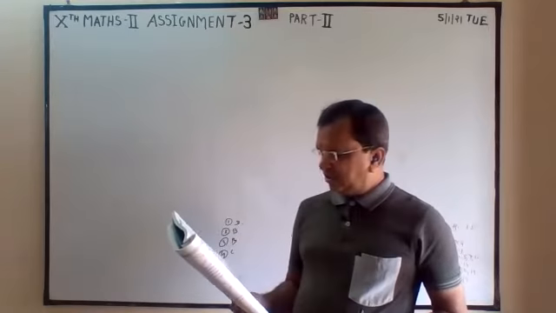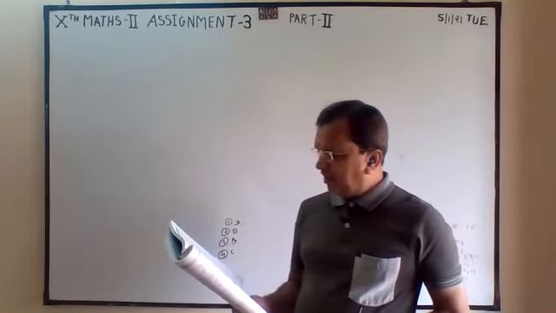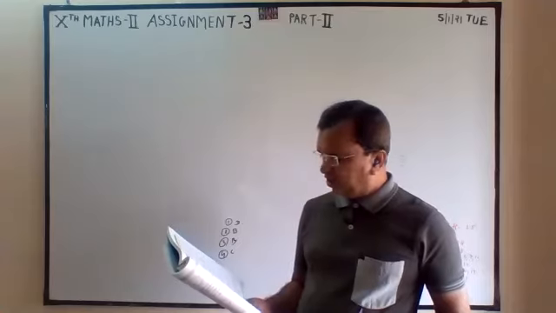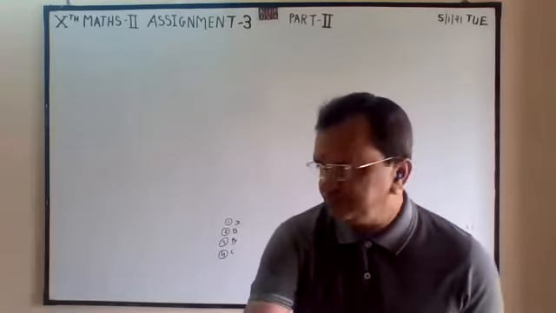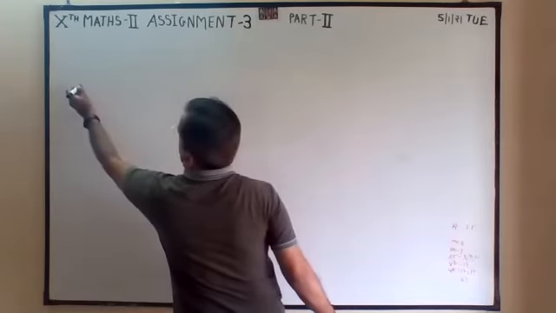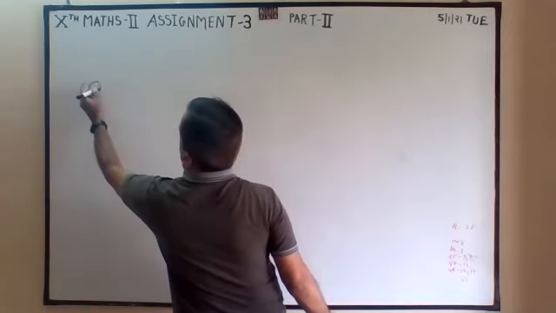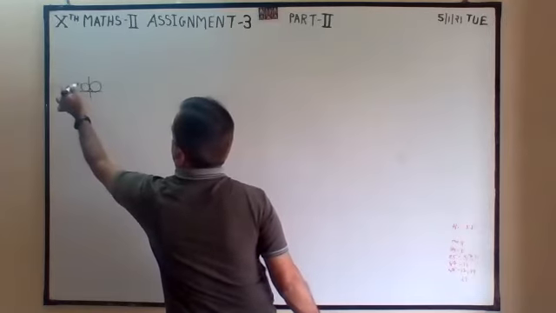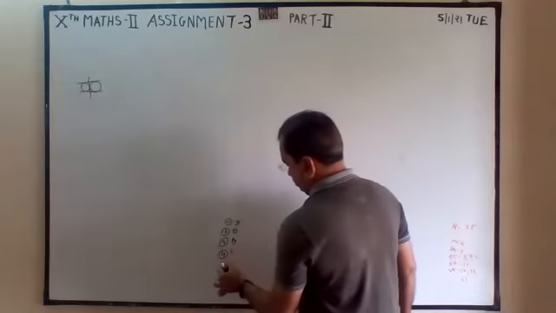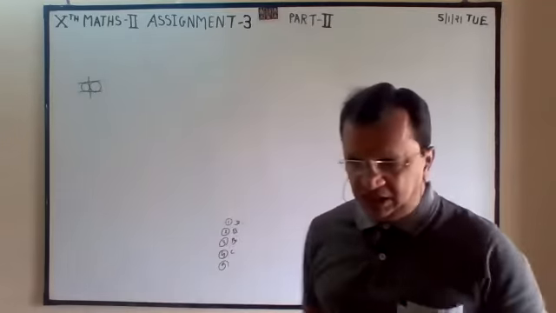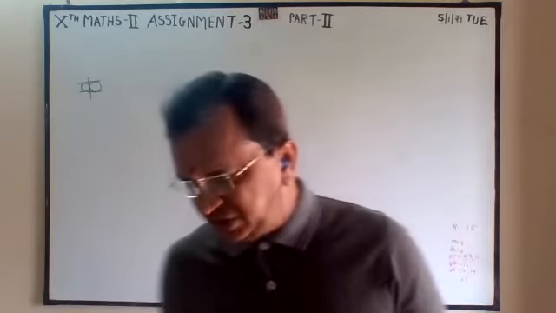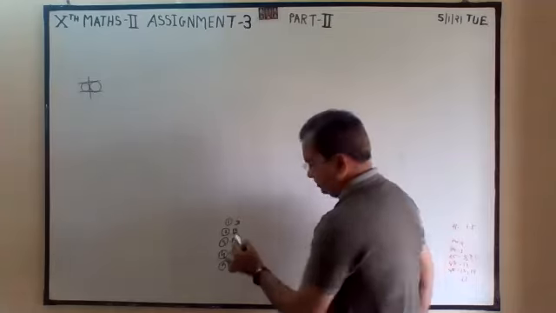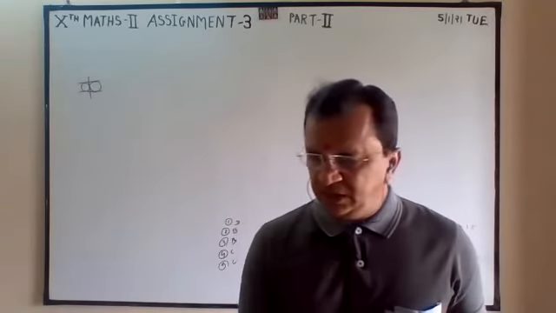Two circles are touching externally. How many common tangents of them can be drawn? Two circles touching externally. This is a common tangent. This is also a common tangent. This is also a common tangent. Three are there. So which is the option? C.